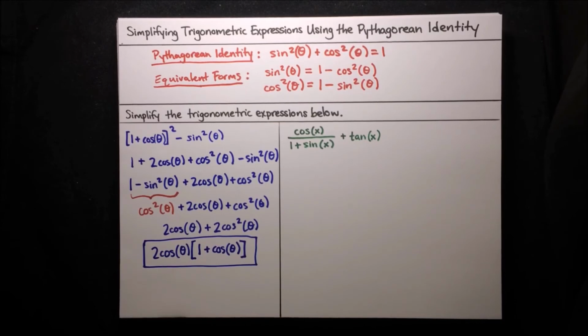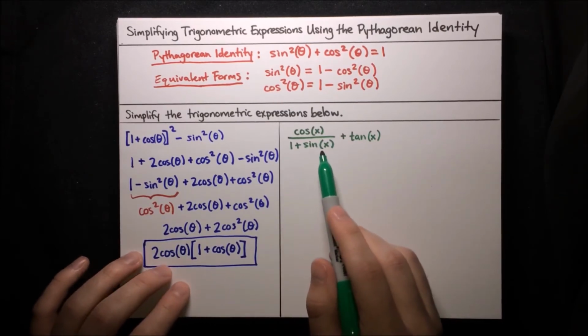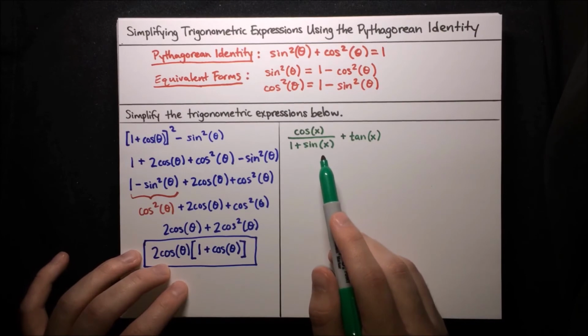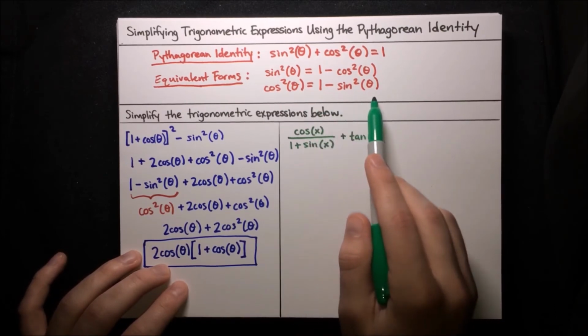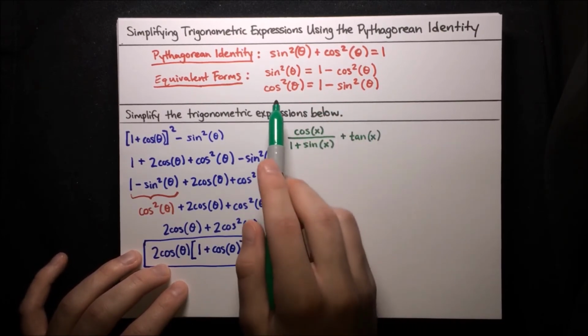The fraction cos x over the quantity 1 plus sin x, then that plus tan x. So how do we simplify this trig expression? Well, nothing really jumps out at us immediately, but maybe we can massage the expression a little bit so that a simplification pops up. In particular, I'm looking at this 1 plus sin x in the denominator here. That's slightly reminiscent of this 1 minus sin² in the equivalent form for cos².